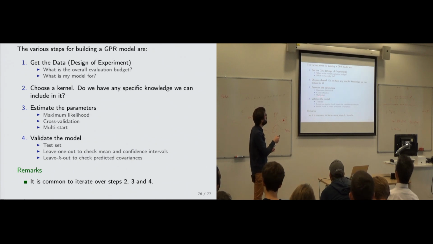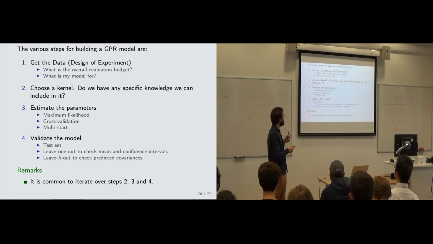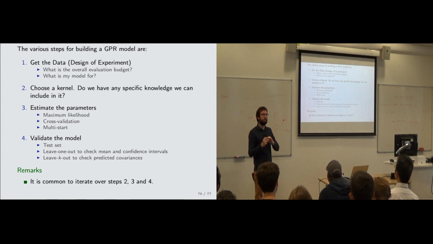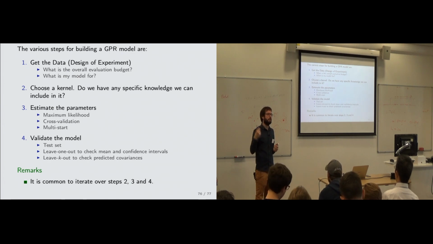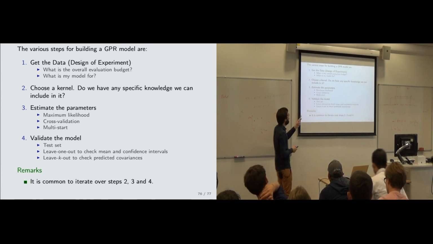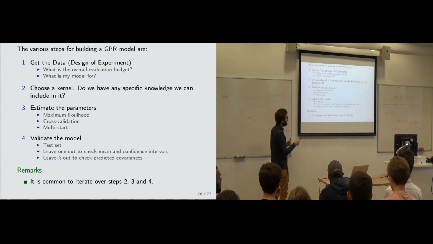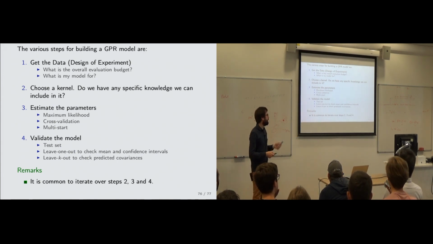Then you can estimate the parameters, typically with maximum likelihood. You can do cross-validation. I haven't discussed it, but multi-start is something that is interesting. Sometimes in the maximum likelihood you have local minima, so it's interesting to start the optimizers in different places, just to make sure you end up with the best model you can. And then validate the model with a test set or leave-one-out. And typically, you iterate over these steps, right?